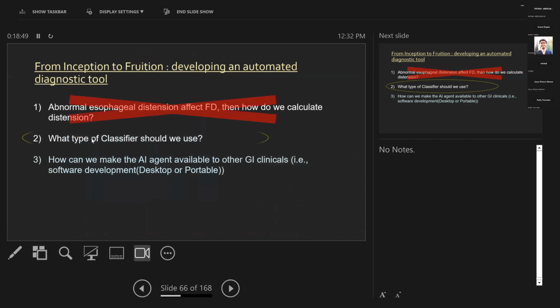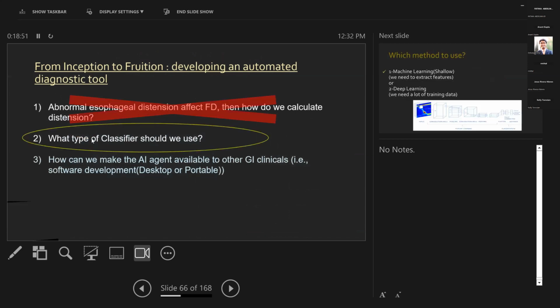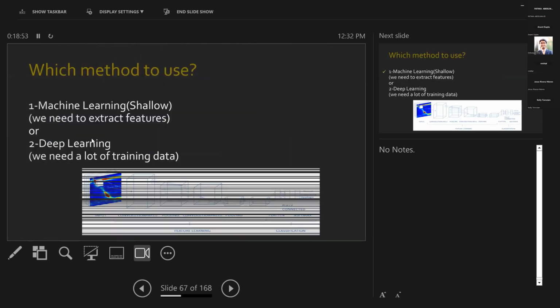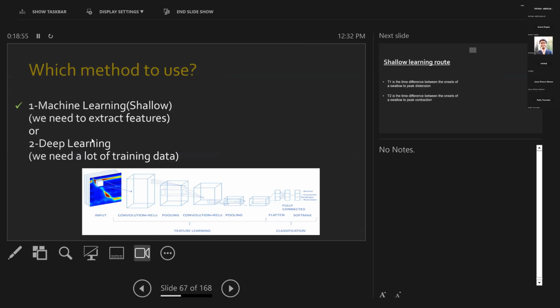The second question becomes what type of classifier to use, okay? As we discussed, we can use traditional machine learners or deep ones. Deep learners require a lot of training data, okay? I see a lot of hype in deep learning, and I've rejected many papers on deep learning because they just lack data. Where you can use simple machine learning, shallow learners, why would you do complex stuff, right? Here we had 30 normals and 30 patients. We went the shallow learning route.